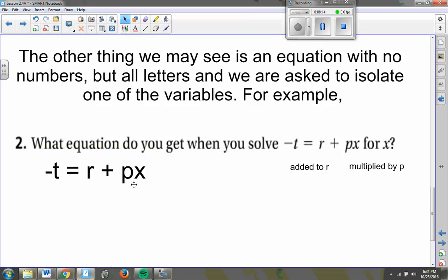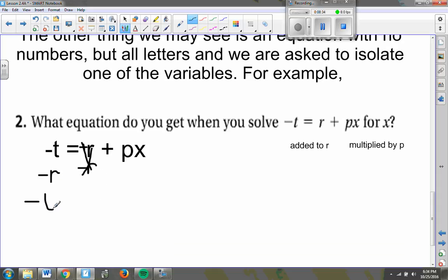The first thing that I'm going to undo is the addition, because I'm going to do order of operations backwards. So I'm going to undo this adding r. This positive r right here, it's currently positive, so I'm going to get rid of it by subtracting r, and that'll cancel that out. Then on this side, I will have minus r as well. Okay? So now the left side of my equation says negative t take away r. And the other side of my equation now just says p times x. Okay? Now, all I have left happening to my x is this multiplying by p.